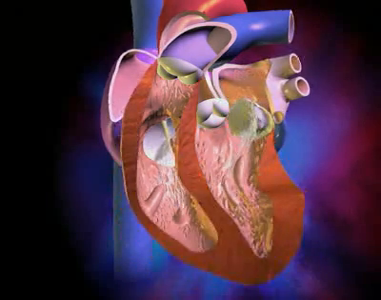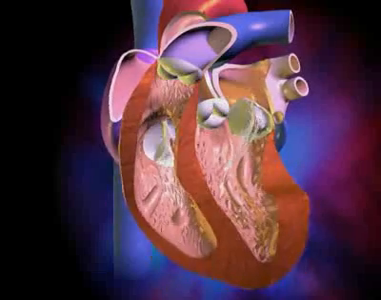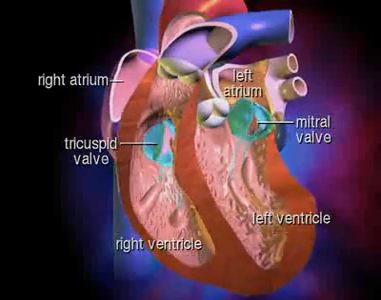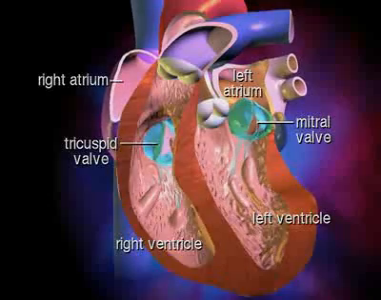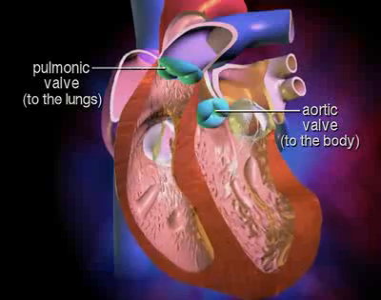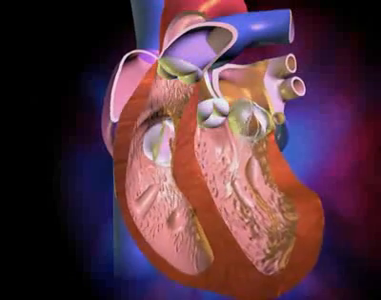4 valves keep the blood moving in the appropriate direction. 2 of the heart's valves separate the right and left atrium from the right and left ventricles. 2 other valves separate the right ventricle from the pulmonary artery and the left ventricle from the aorta.